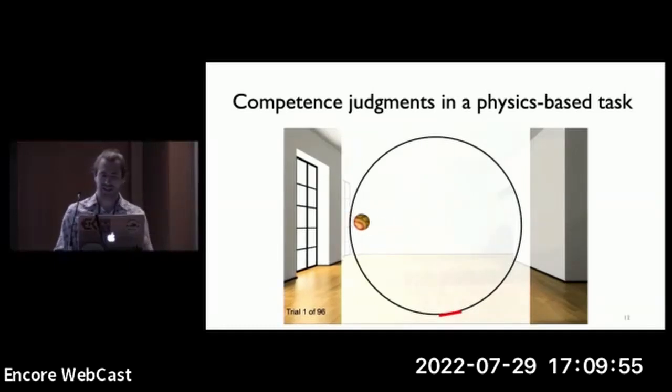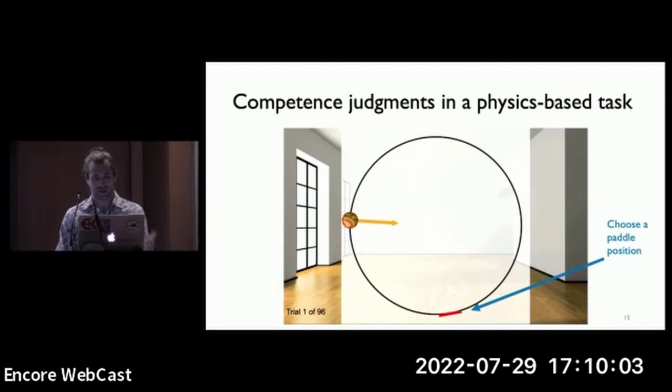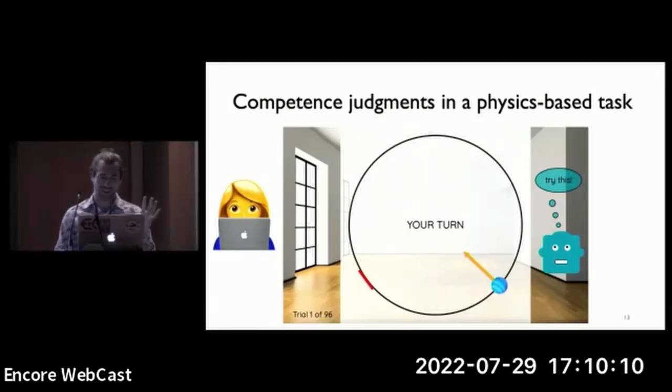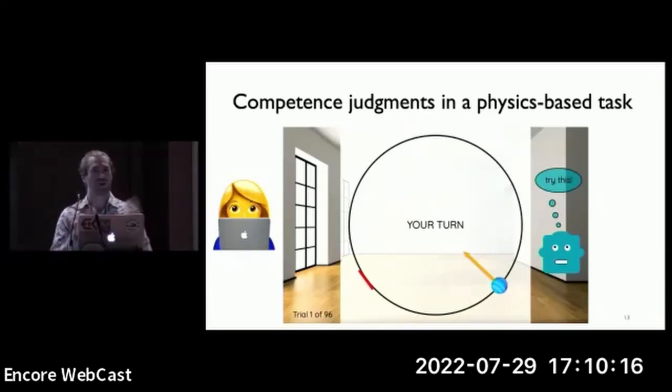So to do this, participants are playing a game in which their task is to place a paddle somewhere on the perimeter of the circle to catch a ball that's launched from another point on the outside of the circle. So they're going to move a little paddle like this based on where they think the ball's going to land. Participants, importantly, are also getting help on this task from a friendly artificial agent who is acting as their partner. So they're paired with the same bot partner for all 96 rounds of the experiment here.